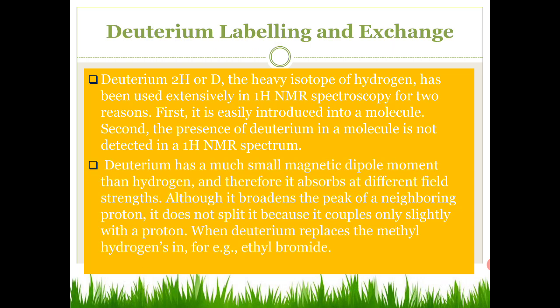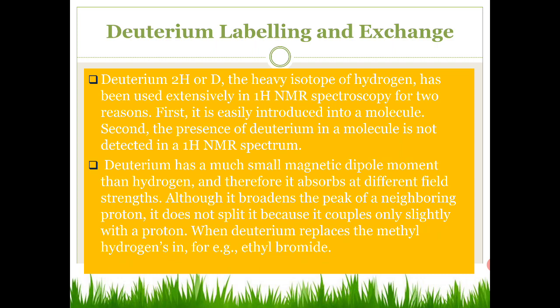So why is it not seen? Deuterium has a much smaller magnetic dipole moment than hydrogen, and therefore it absorbs at a different field strength. Although it broadens the peak of the neighboring proton, it does not split it. And please understand, deuterium will not split it because it couples only slightly with the protons.